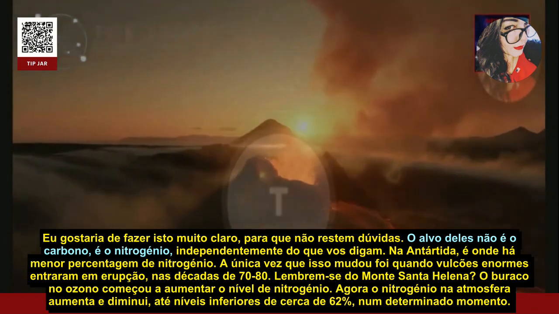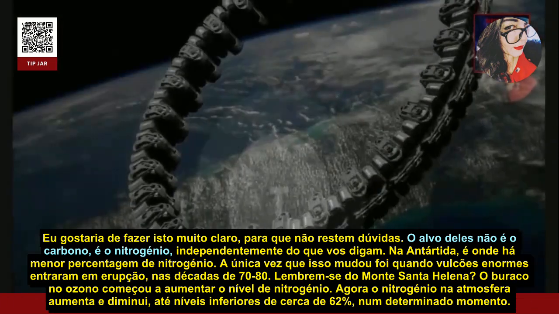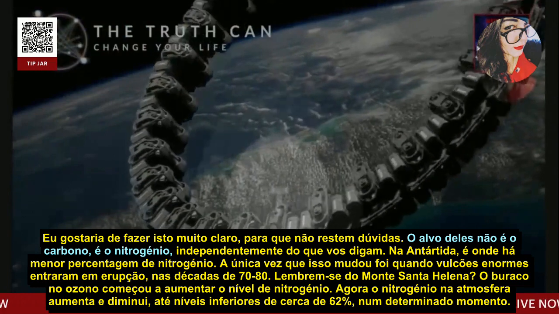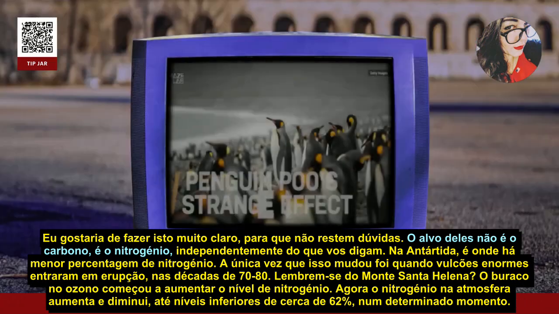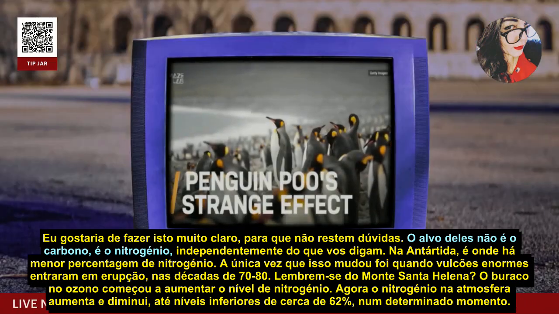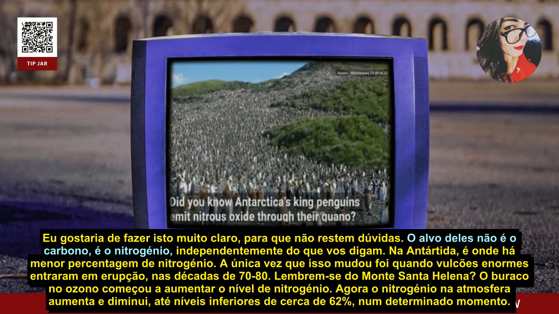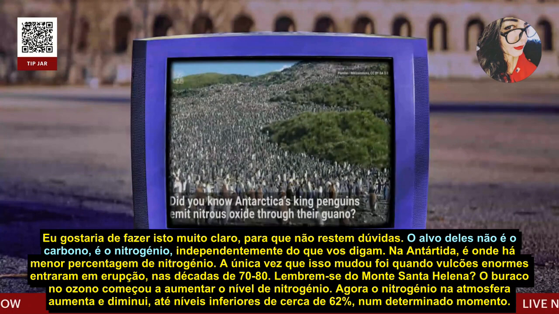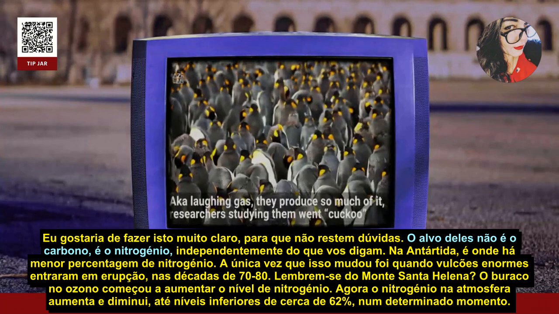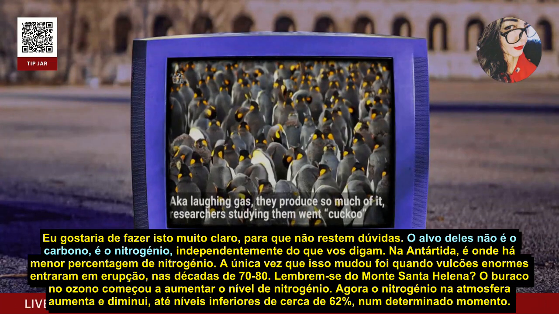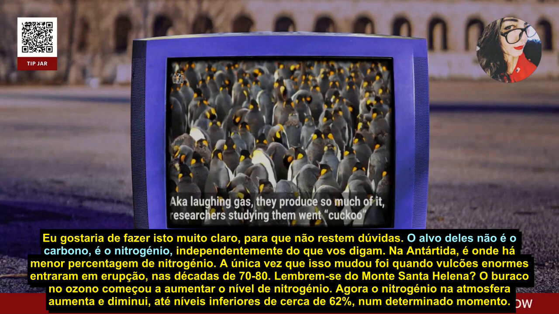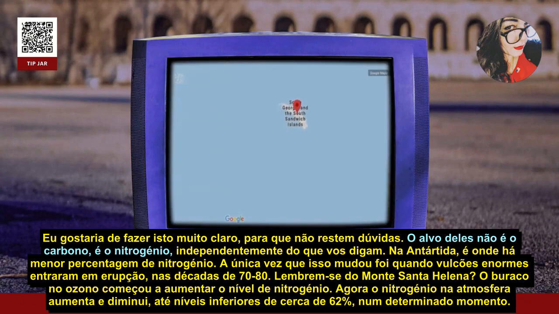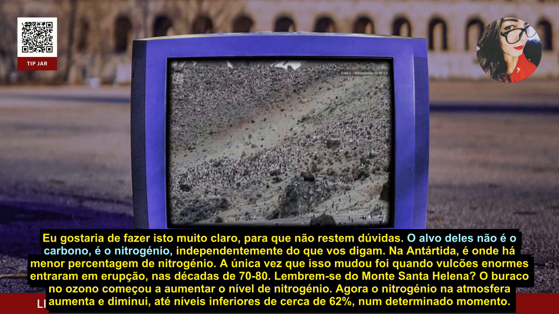That in Antarctica, it has the lowest percentage of nitrogen concentrated there. The only time that shifted was when we had massive volcanoes erupt in the 70s and the 80s. Remember Mount St. Helens? That created this hole in the ozone that started to increase the rate of nitrogen. Now, the nitrogen in the atmosphere there decreases to about 62% at certain times.